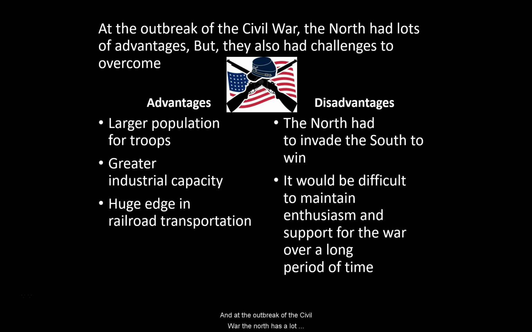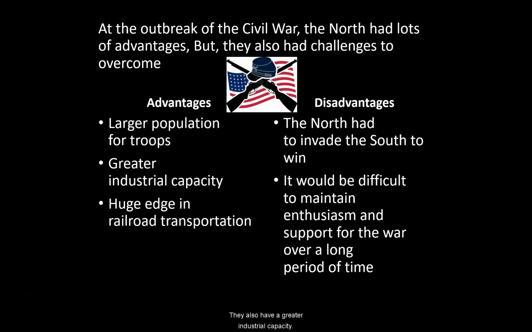And at the outbreak of the Civil War, the North has a lot of advantages over the South, but they also have a lot of challenges they need to overcome. So in their advantages, they have a larger population of troops because this is the federal army.